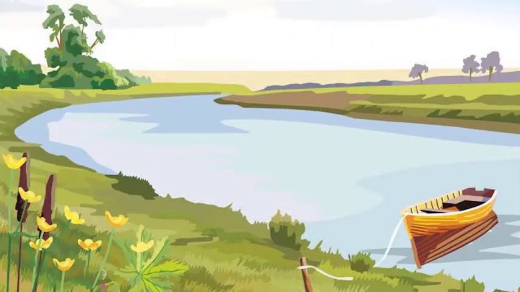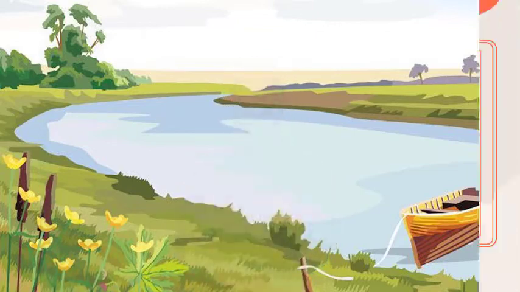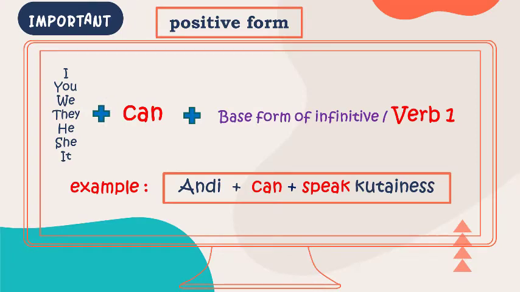Okay, after we learn how to use the expression of can and can't and the function, now let's have a look at the structure of can and can't. The first structure is in a positive form. So in a positive sentence, we can use all the subjects: I, you, we, they, he, she, and it, plus can, followed by the base form of infinitive without to. In this case, verb 1.